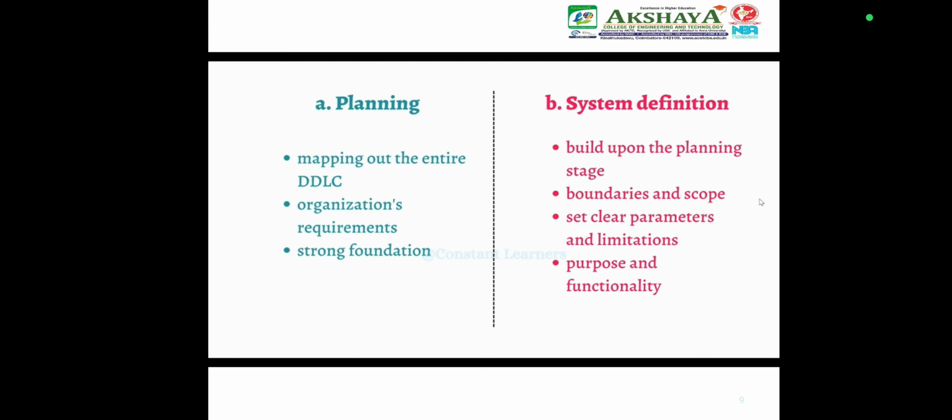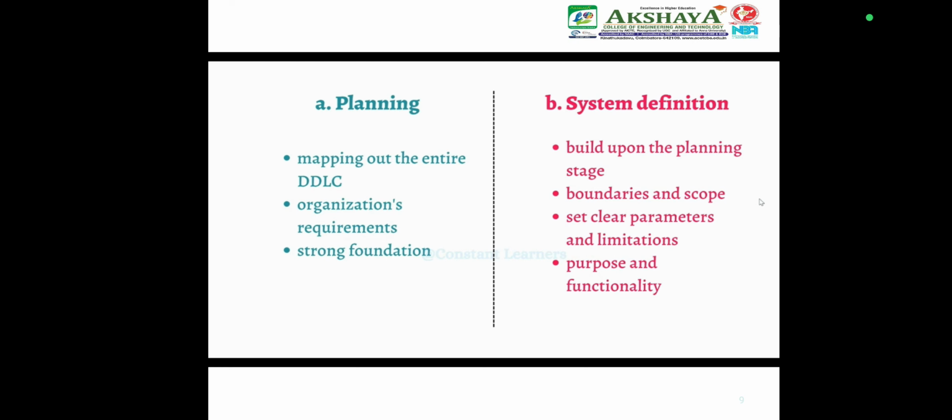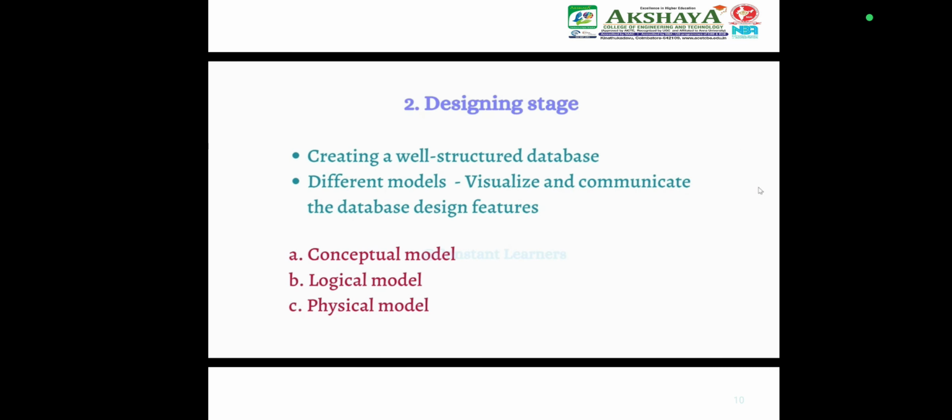There is a difference between planning and system definition. Planning is used for mapping out the entire DDLC model, but system definition builds upon the planning stage. In planning, the organization's requirements are found and the boundaries that give scope are set. It sets clear parameters and limitations. Planning gives a strong foundation, and its purpose differs from system definition, which has purpose and functionality.